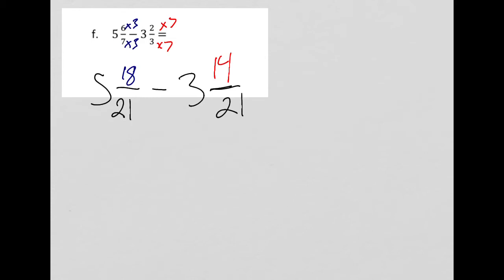So I'm going to subtract my fraction pieces first to make sure I can. So 18 minus 14 I can do. 18 minus 14 gives me 4. So it gives me 4/21. And then 5 minus 3 gives me 2.